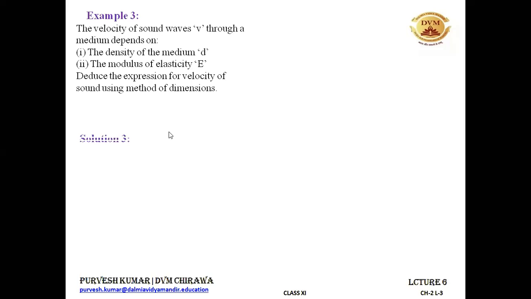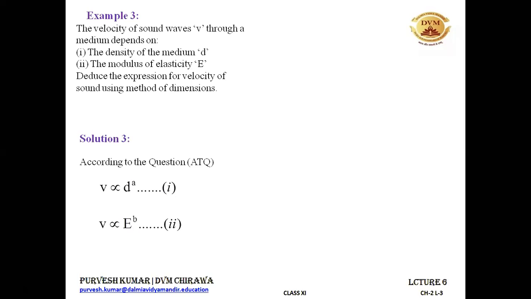So according to the question, we can write that v is proportional to d to the power a, where d is your density. It is given that it depends on density. So we have written d to the power a. We don't know how it depends, so we need to find the power a. Also, velocity v depends on modulus of elasticity E to the power b. All right.